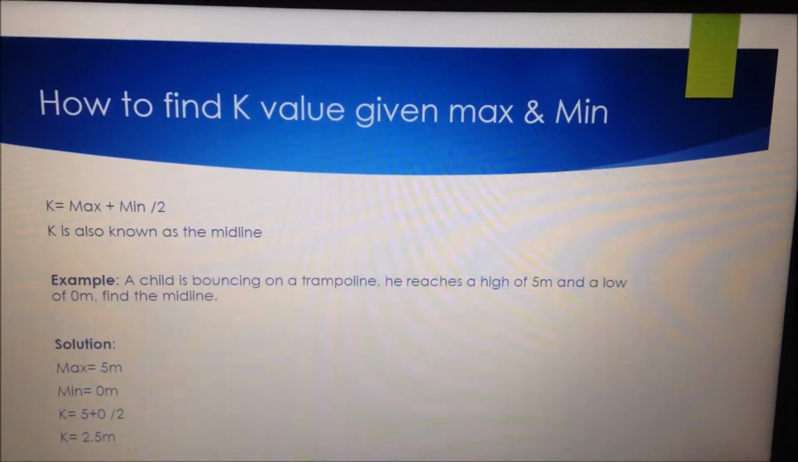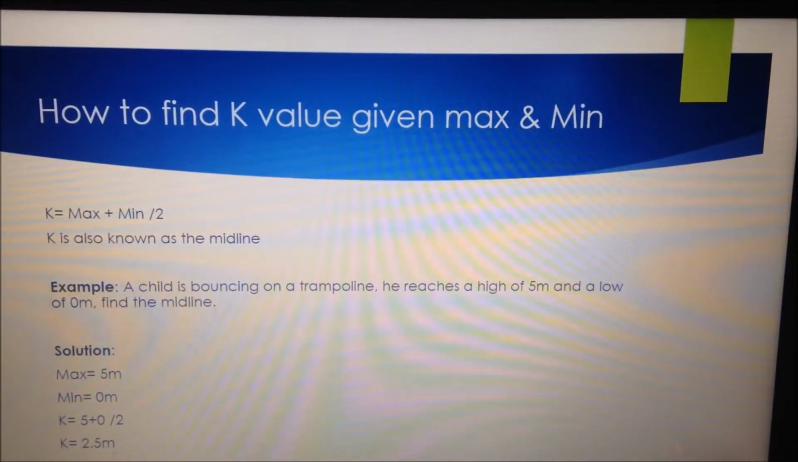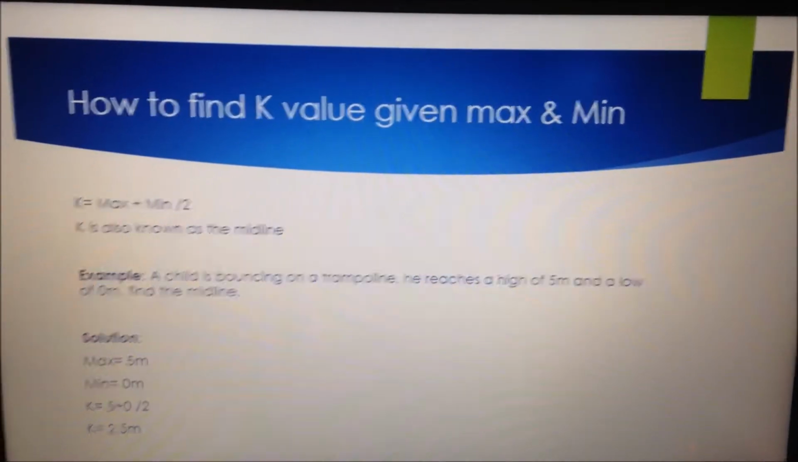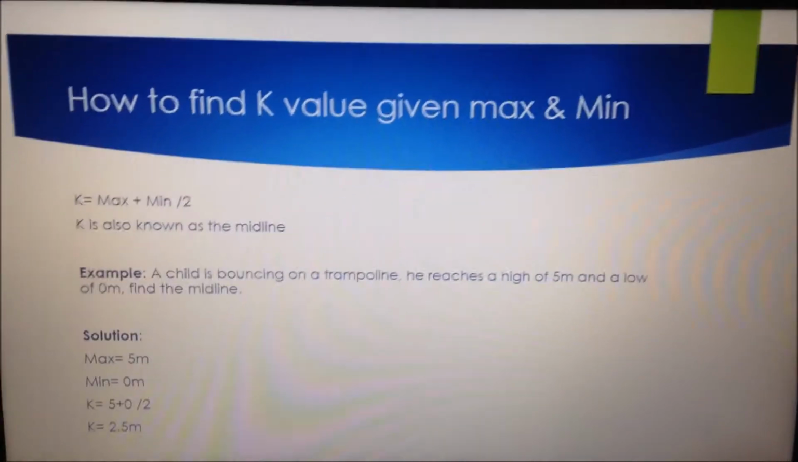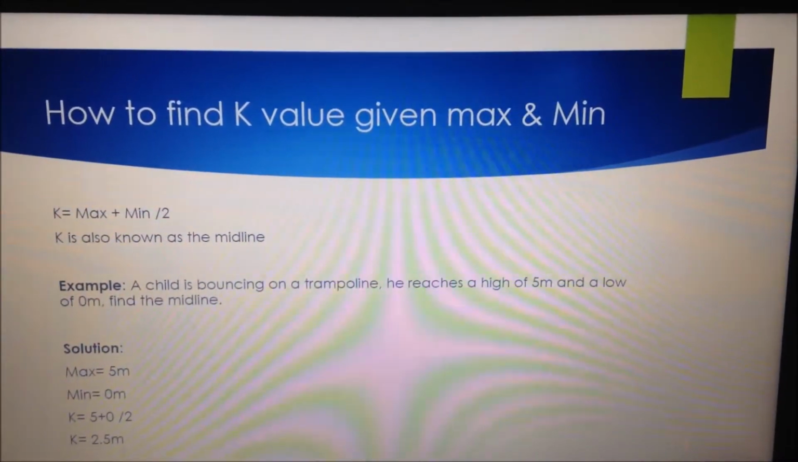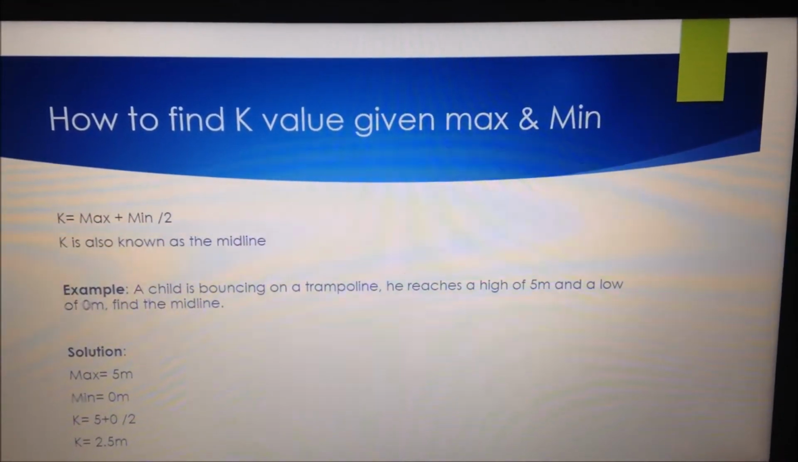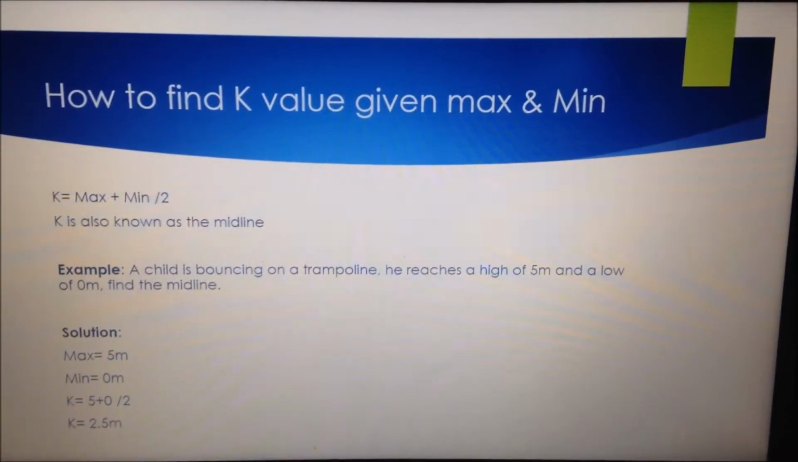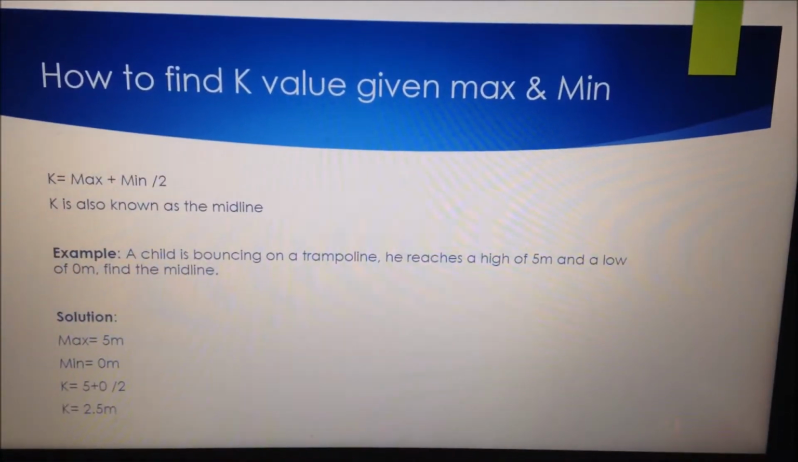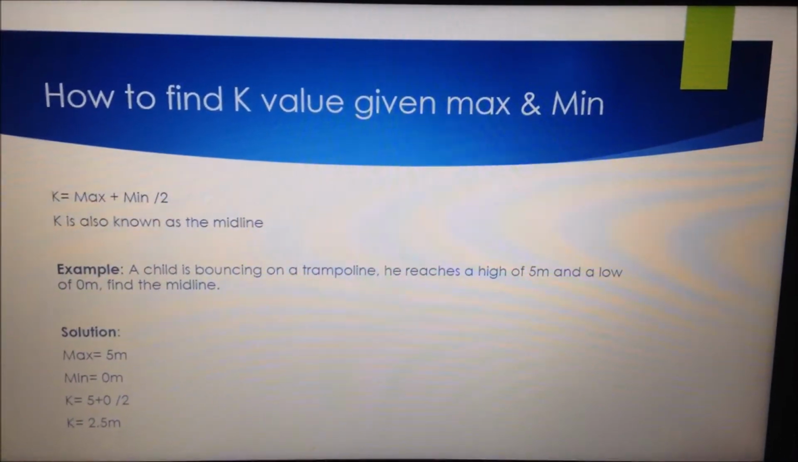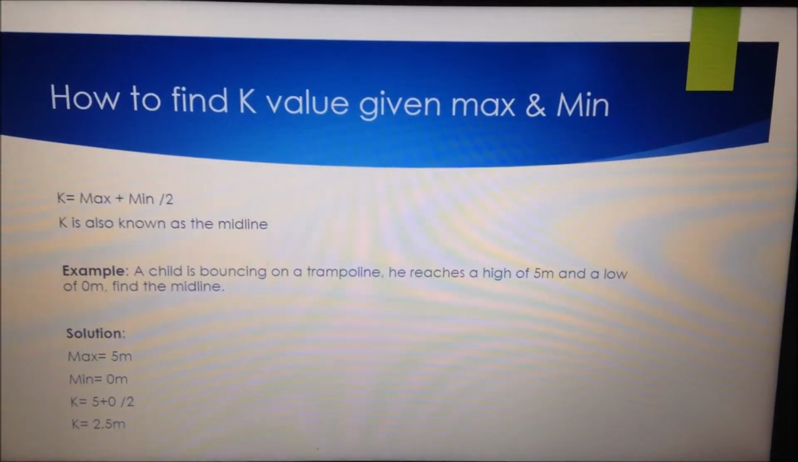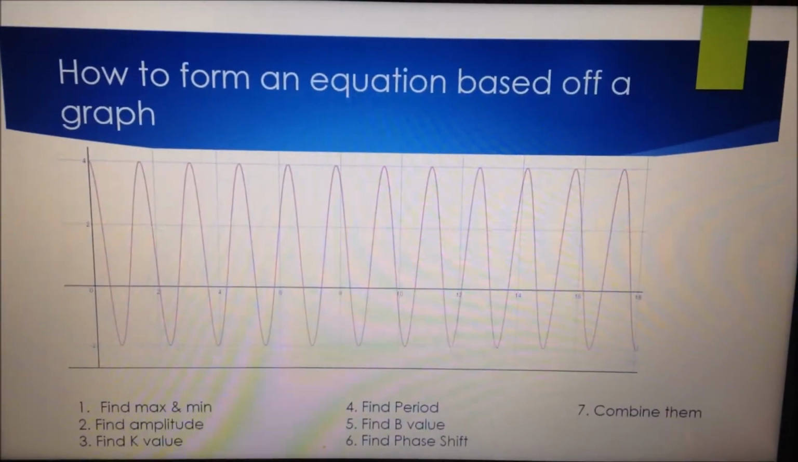So how do we find the k value given the max and the minimum? Our k value formula is going to be max plus min divided by 2, which is different from amplitude, which is max minus min divided by 2. And the k value is also known as the midline. So if we look at the example, a child is bouncing on a trampoline. He reaches a high of 5 meters and a low of 0 meters. Find the midline. Midline is k value, as we said before, and we know the formula for that is max plus min divided by 2. So if we input our values, our k value is going to be 2.5 meters.